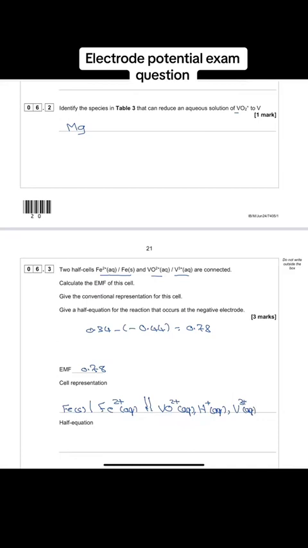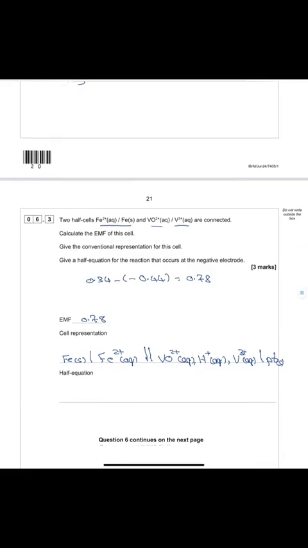And then don't forget at the end to add the electrode, and the electrode here will be the platinum solid. Even though they didn't mention the electrode, in this case you can put platinum because in this reaction you don't have a solid which can be used as an electrode. And then the half equation for the reaction that occurs at the negative electrode will be the oxidation reaction, which is the iron: Fe solid gives you Fe2+ aqueous plus 2 electrons.